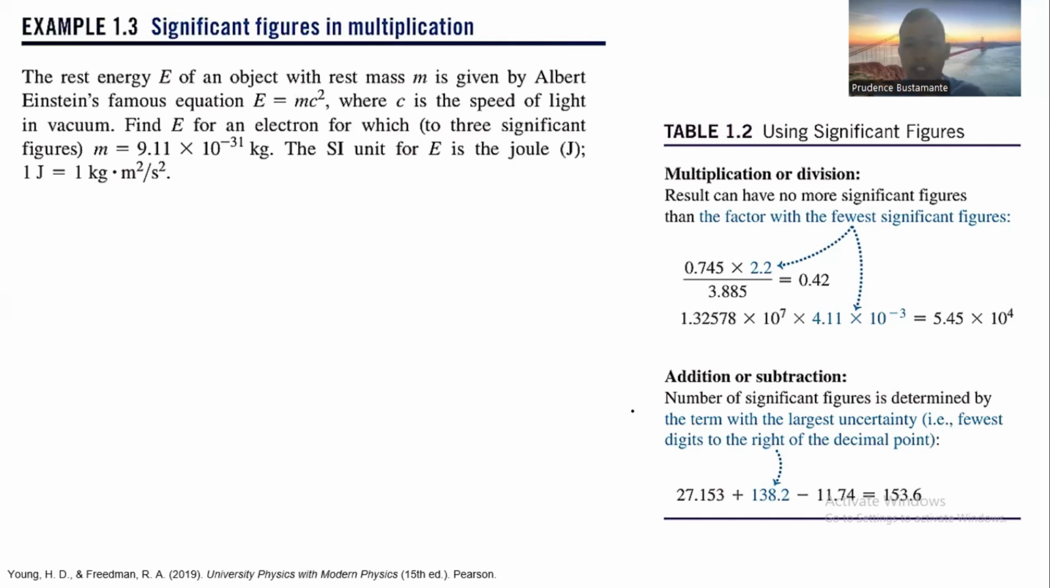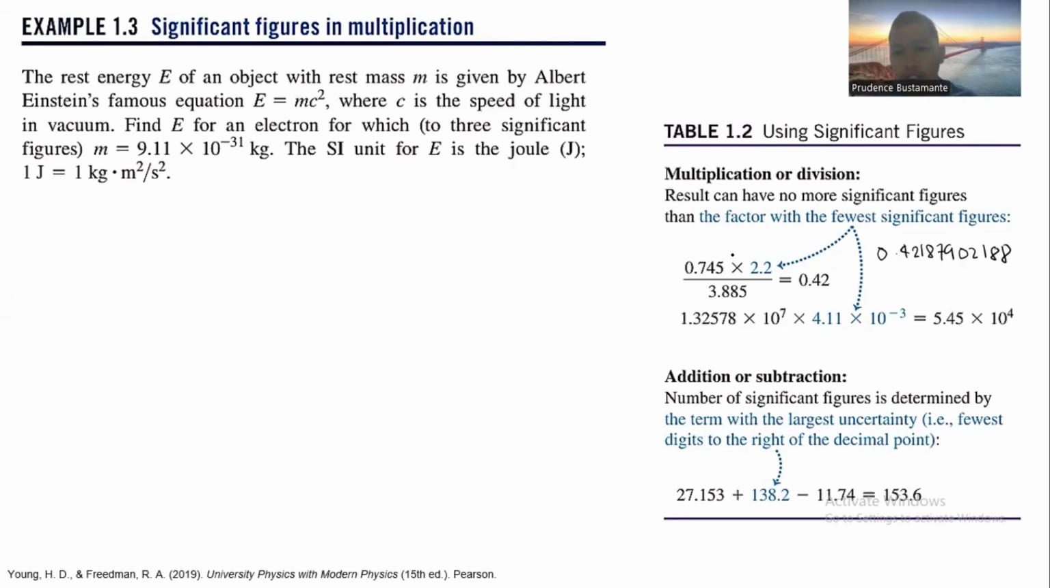Okay, so let's try that one. You have 0.745 times 2.2 divided by 3.885 times 2.2. Okay, so your answer here is actually 0.42187902188.